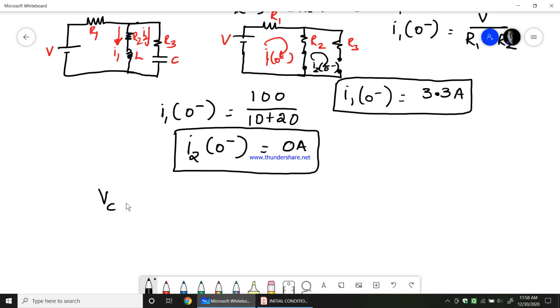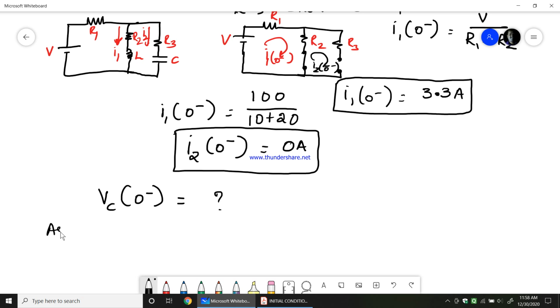So VC of 0 minus is equal to what? To find that out, at the steady state the capacitor gets completely charged with some voltage value. So with what value the capacitor can get charged, that is what we need to see. As the current through R3 is 0 at steady state, the capacitor voltage would be equal to the voltage across R2.